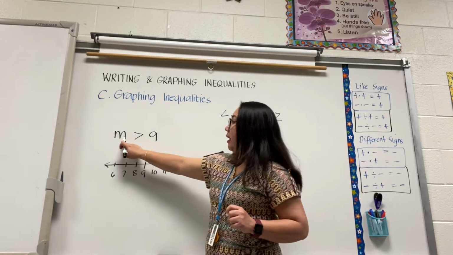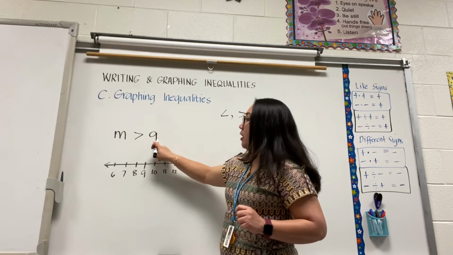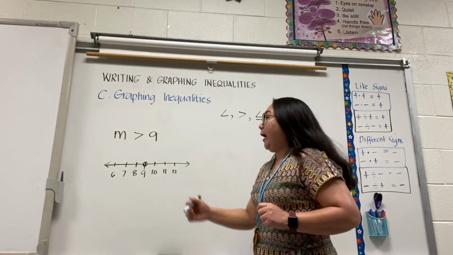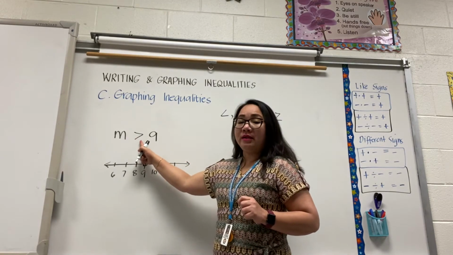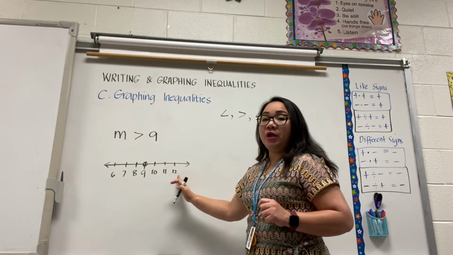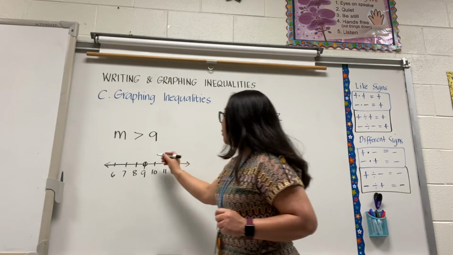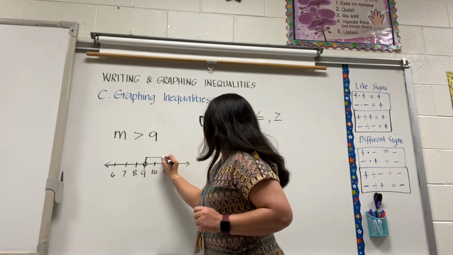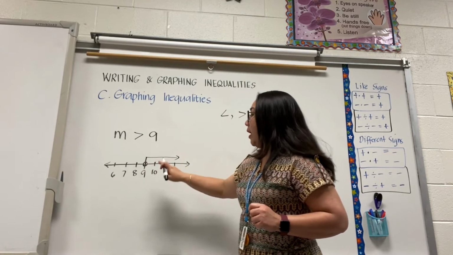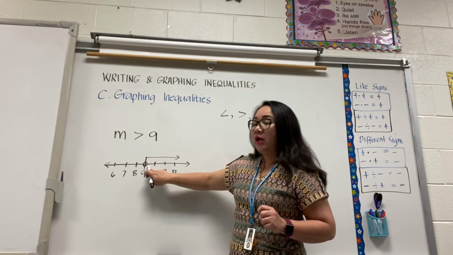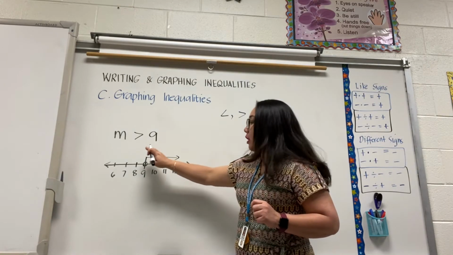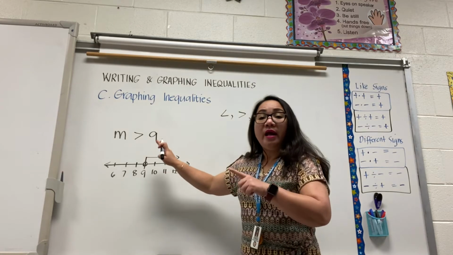Now it says here m is greater than 9. So we will graph 9 right here. So we will draw a circle. And then since m is greater than, that means m is any numbers to the right of 9. So we will draw like this, to the right, because it is greater than 9. Then we use an open circle here. That means 9 is not included. So all the numbers that are greater than 9.